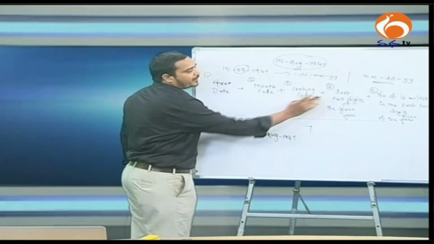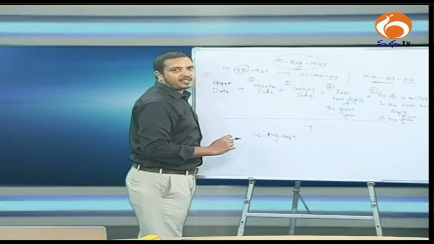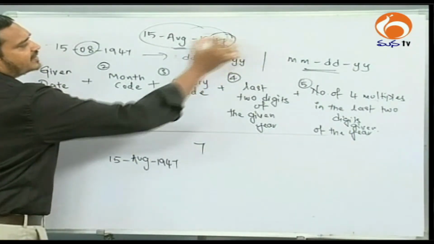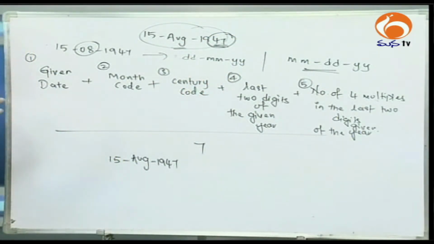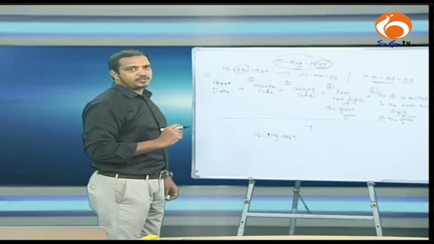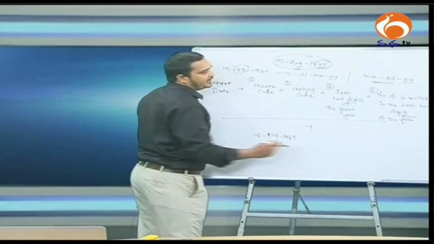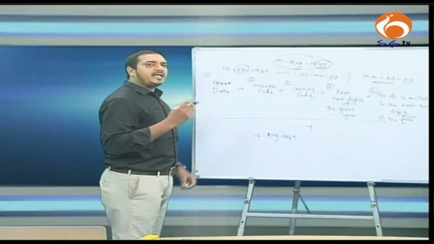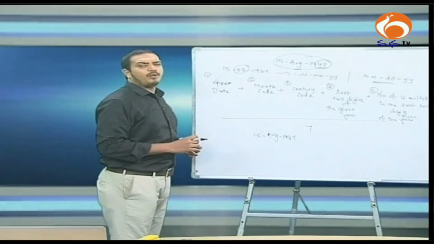And then the fourth parameter is the last 2 digits of the given year. What are the last 2 digits of the given year? It is so simple, it is 47. So you just note the last 2 digits of the given year. And then finally, the number of 4 multiples in the last 2 digits of the given year. So what are the 4 multiples in the last 2 digits of the given year?